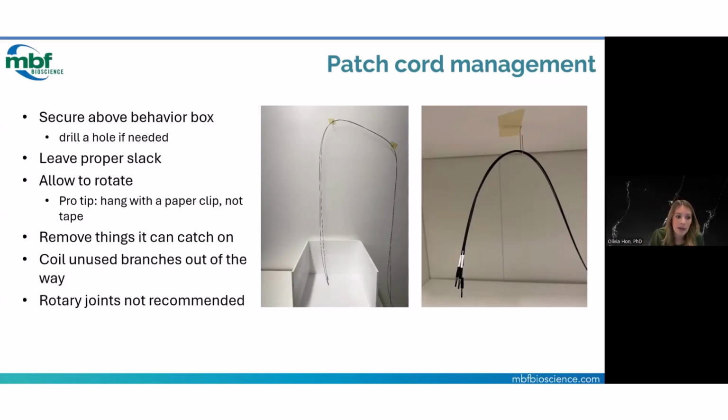A really common question I get is about rotary joints. You can use a rotary joint that will essentially allow your patch cord to twist infinitely without the whole thing twisting. I don't recommend rotary joints with fiber photometry unless it's necessary. The reason for this is every patch cord junction that you introduce into your light path is going to lead to light loss, and you also can get significant light loss through the rotary joint itself.